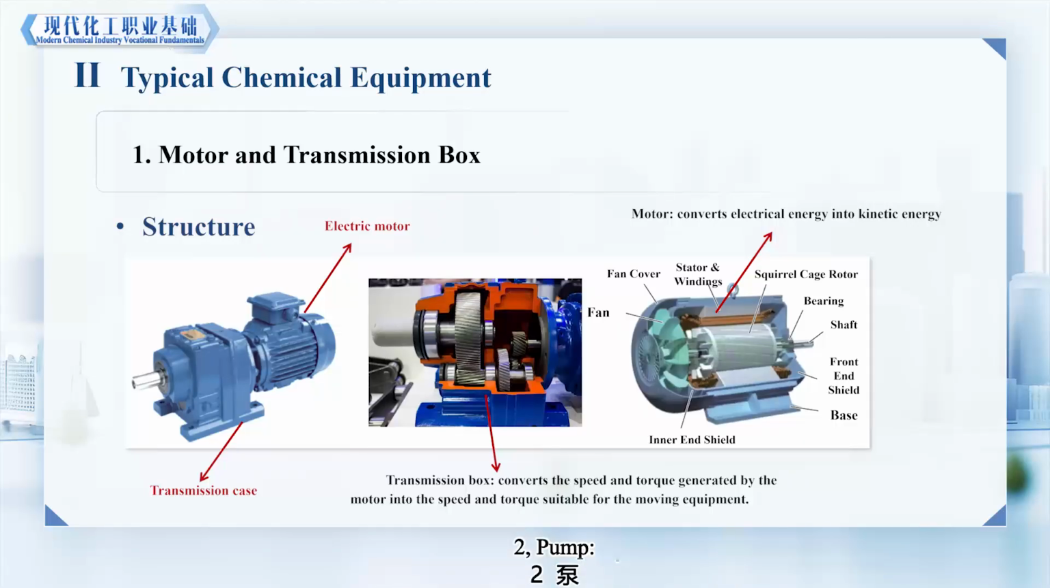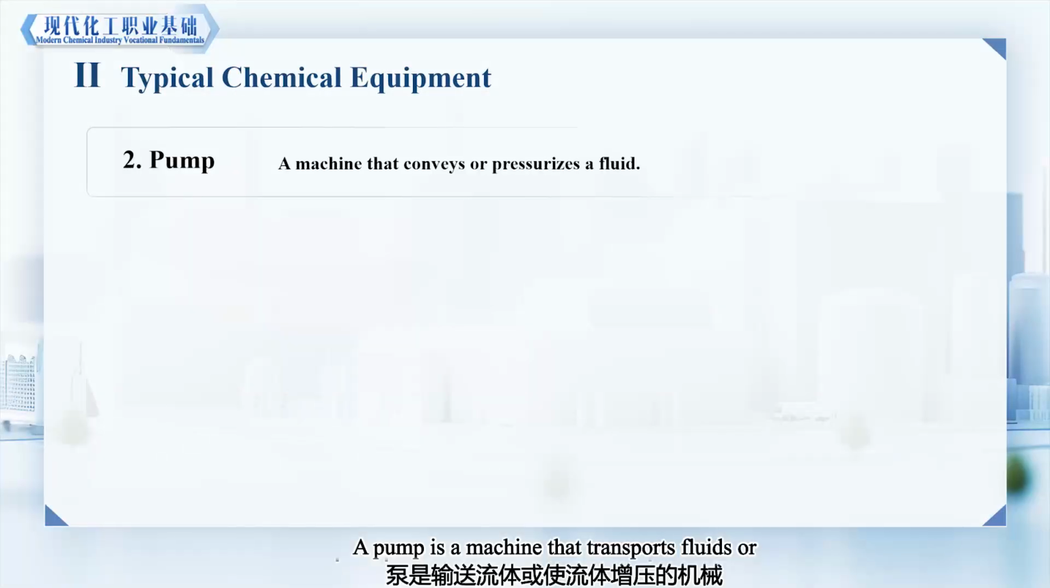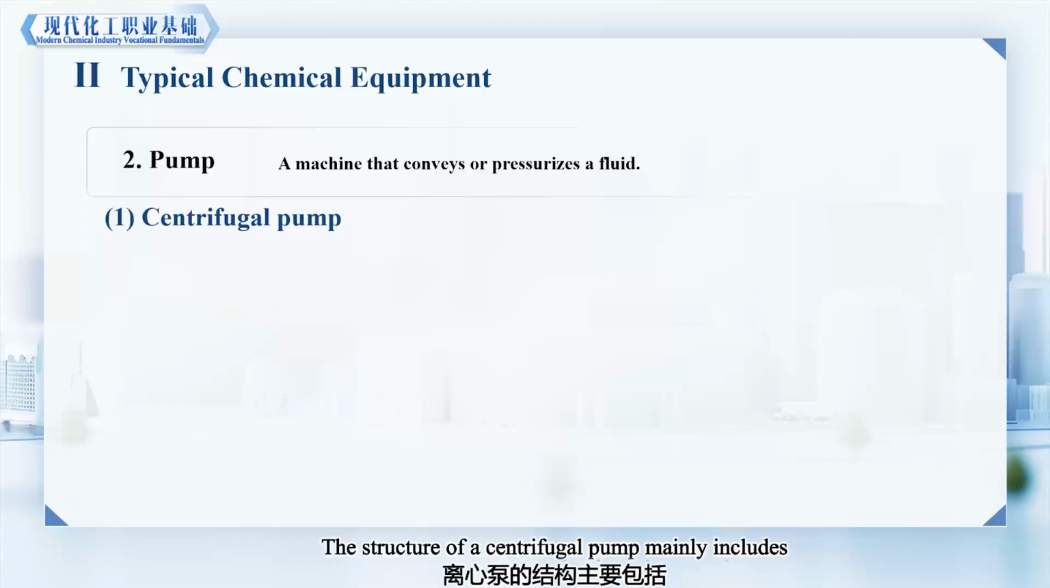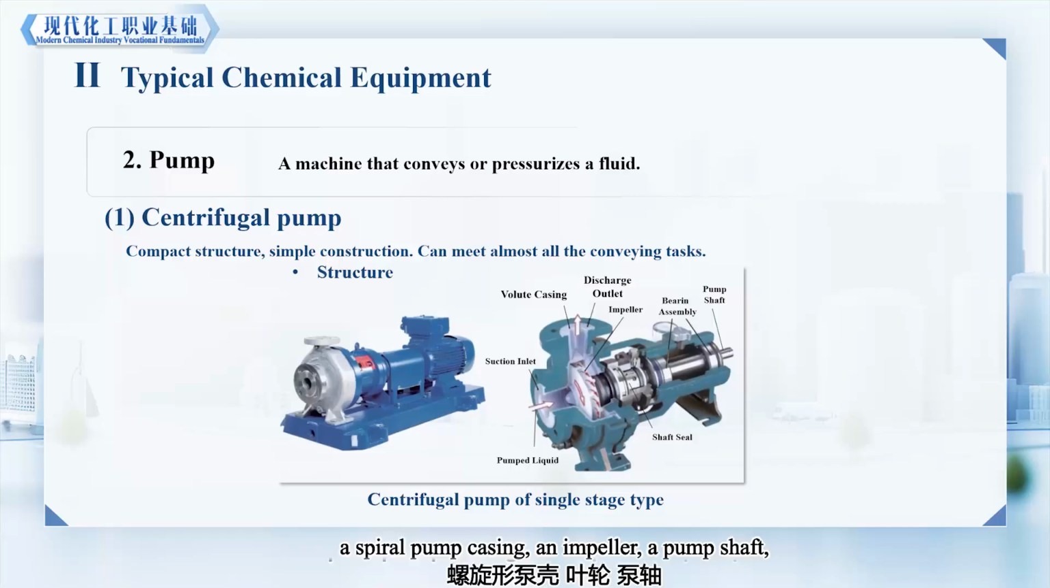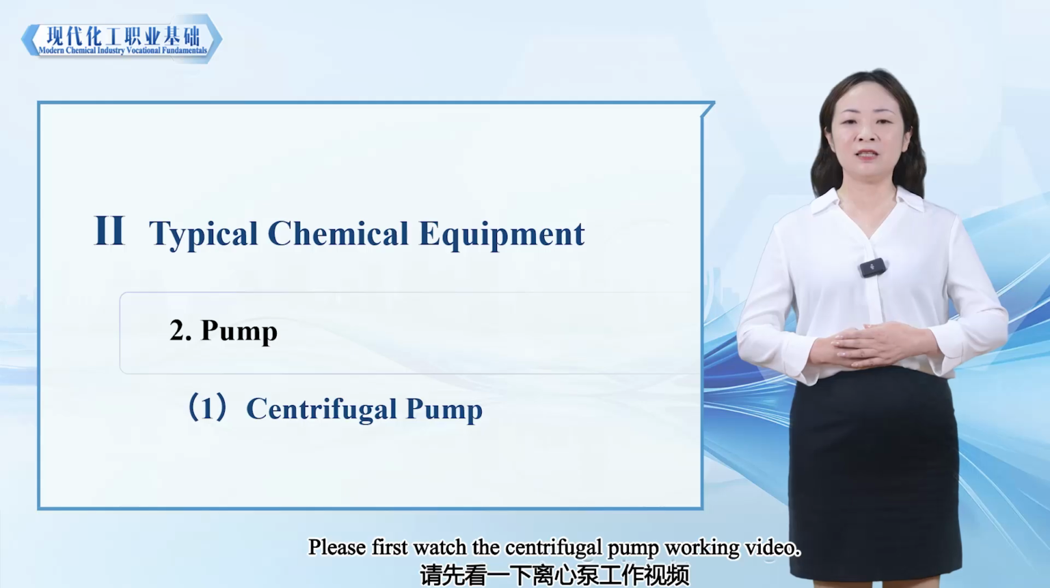2. Pump. A pump is a machine that transports fluids or increases their pressure. The structure of a centrifugal pump mainly includes a spiral pump casing, an impeller, a pump shaft, a mechanical seal, bearings, etc., with a compact and simple design, which meets most pumping tasks. Please first watch the centrifugal pump working video.